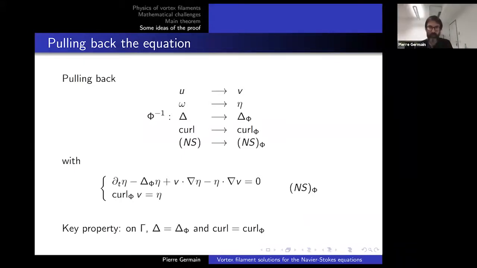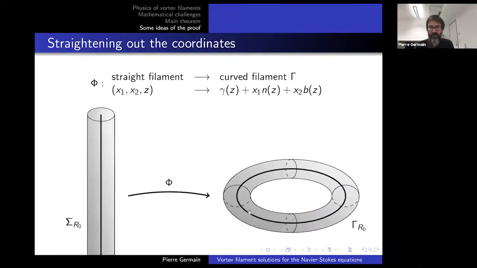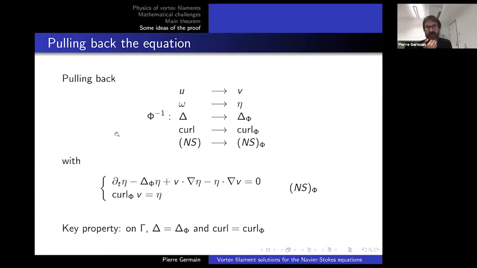So now what you need to do is to pull back the equation, namely to switch from the physical picture, which is given by the curved filament, to pull back this physical picture to our new set of coordinates where the filament has become straight. U, which is the physical velocity, becomes v in these new coordinates. Omega becomes eta. And of course, what's more annoying is that if you change coordinates, you're going to mess up the differential operator. So the Laplacian becomes a more general second order operator. Same thing for the curl. And for the full equation, it transforms in this way.